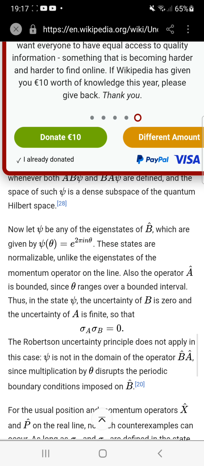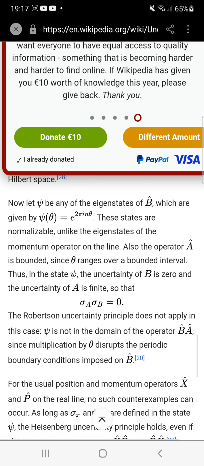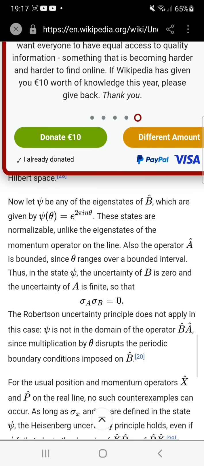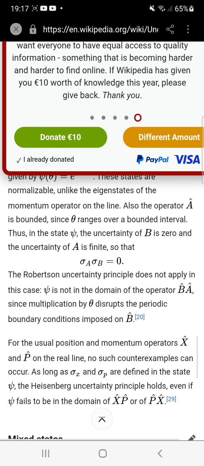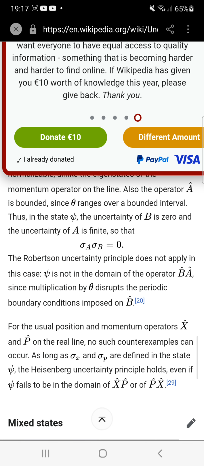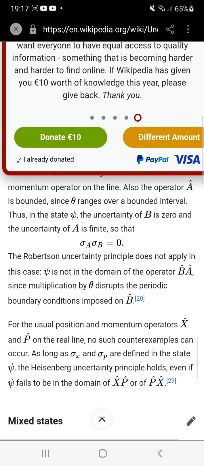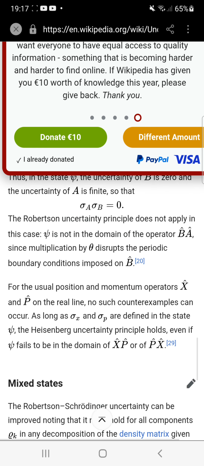Now let g be any eigenstate of b hat. These are given by phi(theta) equals e to the power of 2 pi i n theta. These states are normalizable, unlike the eigenstates of a momentum operator on the line. Also, the operator a hat is bounded since theta ranges over a bounded interval. Thus, in the state phi, the uncertainty of B is 0 and the uncertainty of A is finite, so that sigma A times sigma B equals 0.